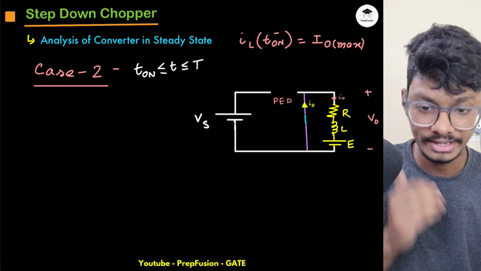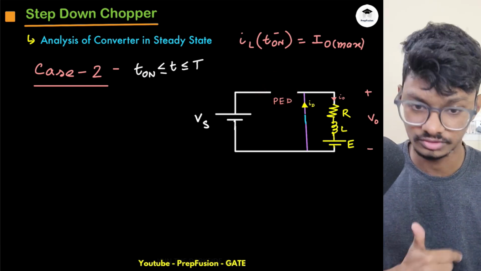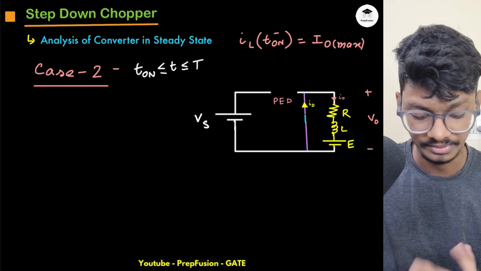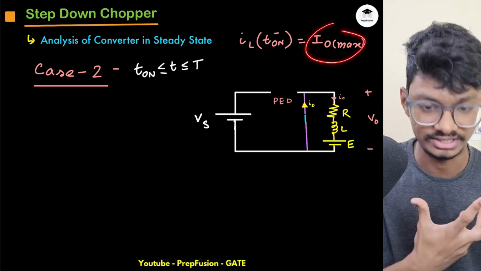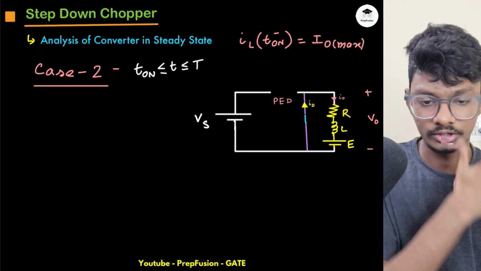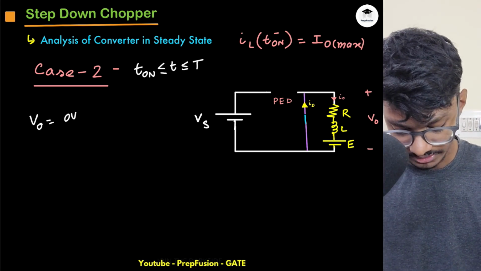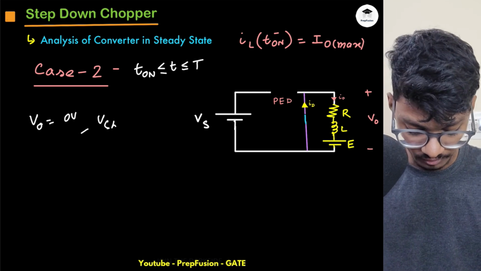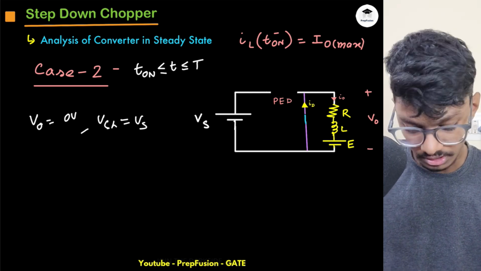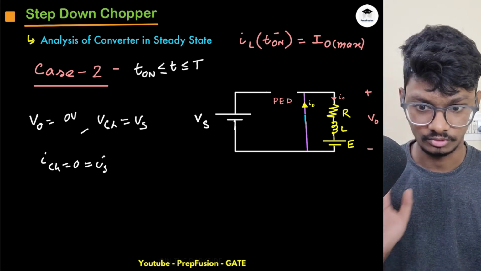Now case 2, what will happen? From T on to T, I will forcefully commutate this power electronic device, the chopper, that is the switch. Then the inductor will try to flow the current IO max, because it was charging, so it has increased to IO max. It will flow through the diode and change its own polarity. So VO this time is 0 volts obviously. Chopper voltage previously was 0, now it is Vs, totally blocking this voltage. ICH is 0 again, Is is equal to 0.